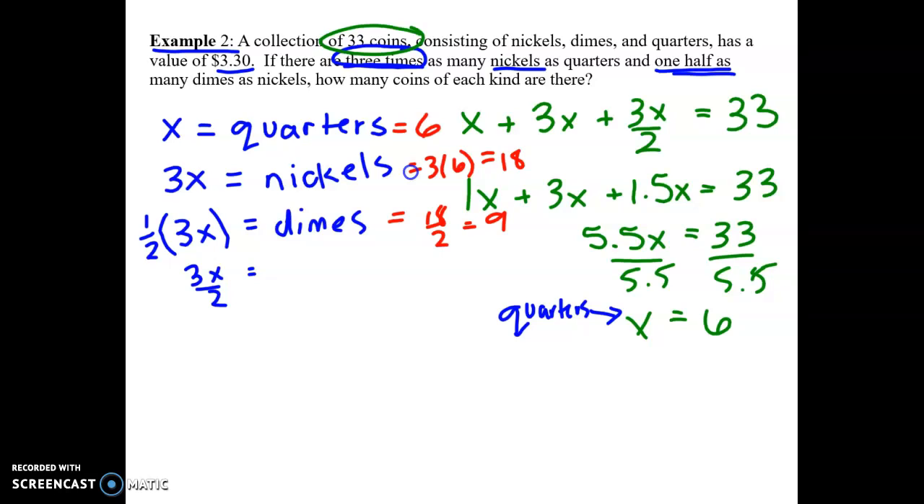Now what the heck does it have to do with the $3.30? Well, if you converted these to dollar amounts, you would see that they add up to $3.30. So 6 quarters is $1.50. 18 nickels is 90 cents. And 9 dimes is another 90 cents. So if you added these all together, you get $3.30. So again, you can check your answer with that second piece of information.